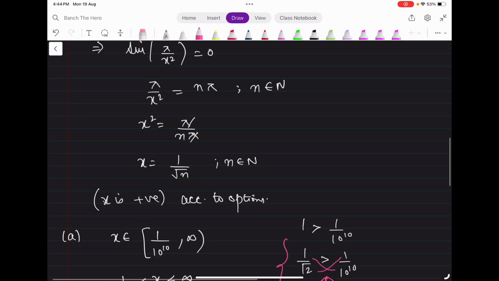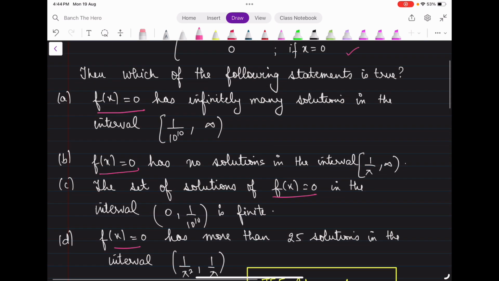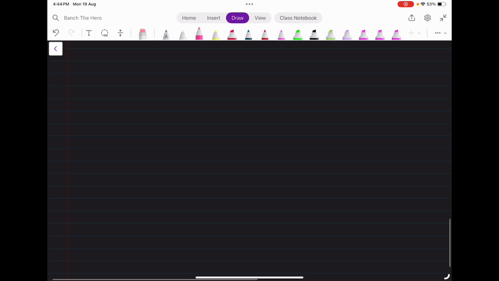And what is your first option saying? First option says f of x has infinitely many solutions. It means first option is wrong. Similarly, now we'll move to the next option. f of x is equal to 0 in which interval? 1 by pi to infinity. Let's talk about this particular interval now.